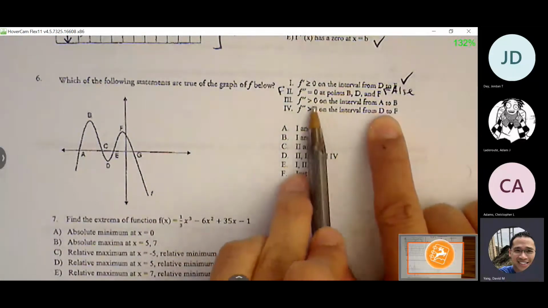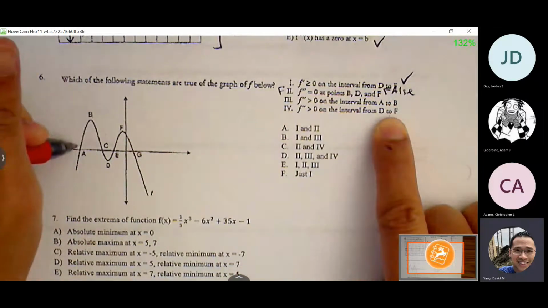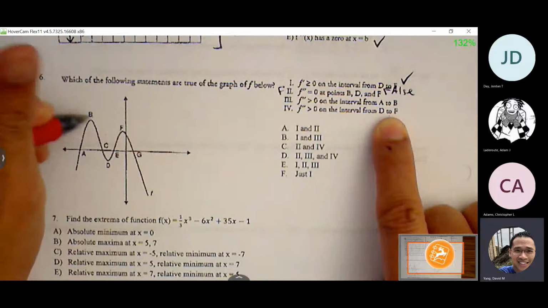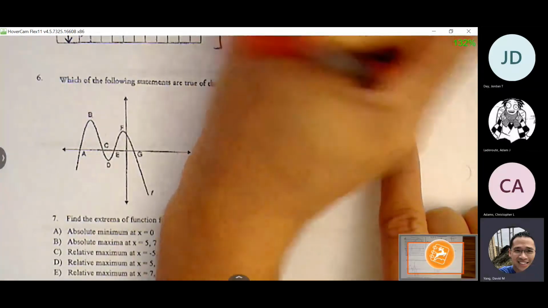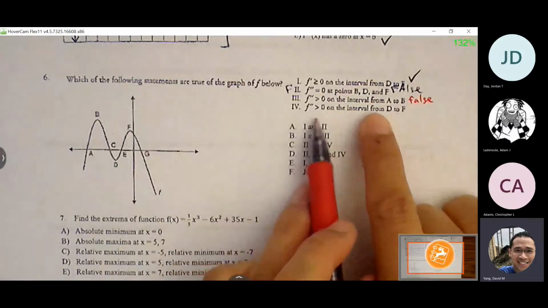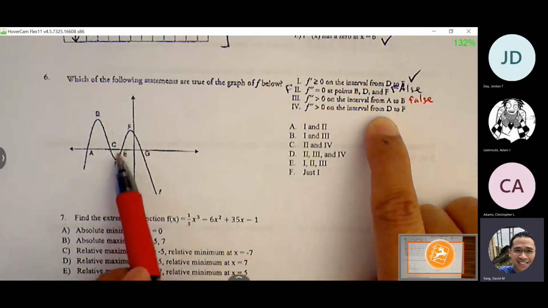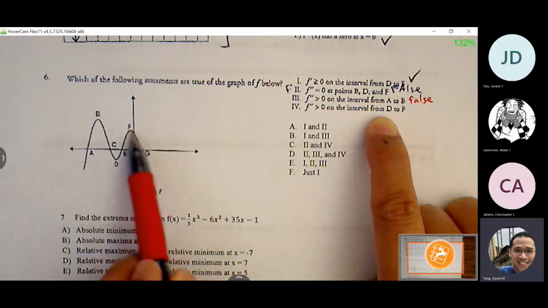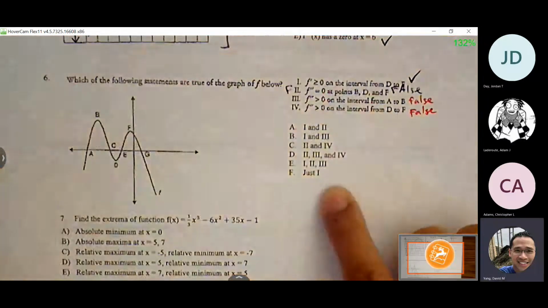Second derivative is positive on the interval from A to B. Not true, right? This is concave down. Again, we're looking at the original graph, so we're able to just look at the curvature. F double prime is greater than 0, concave up from D to F. Yes, part of it is concave up, but then it definitely switches to concave down along the way, so this is also false. Okay, so the only true statement is 1.